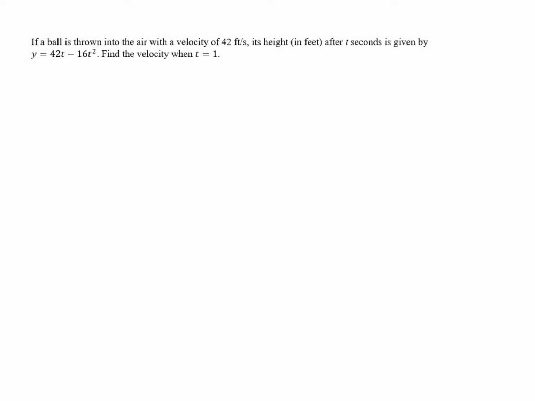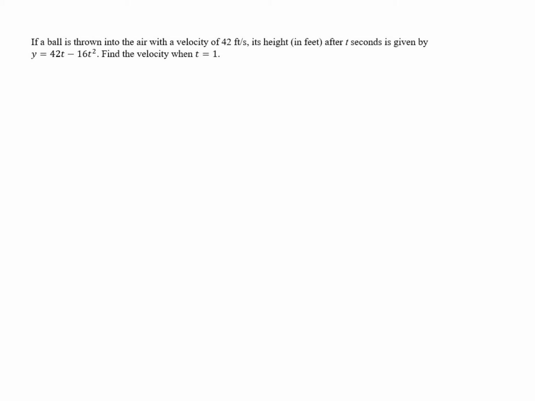If a ball is thrown into the air with a velocity of 42 feet per second, its height in feet after t seconds is given by y equals 42t minus 16t squared. Find the velocity when t equals 1.